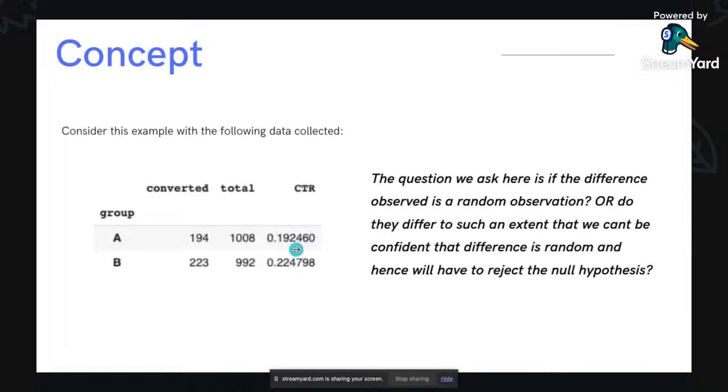Or the other possibility could be that the difference is so extreme that we can't say it's possible most of the times that we observe it. And we'll be quantifying this ahead. So let me move ahead.